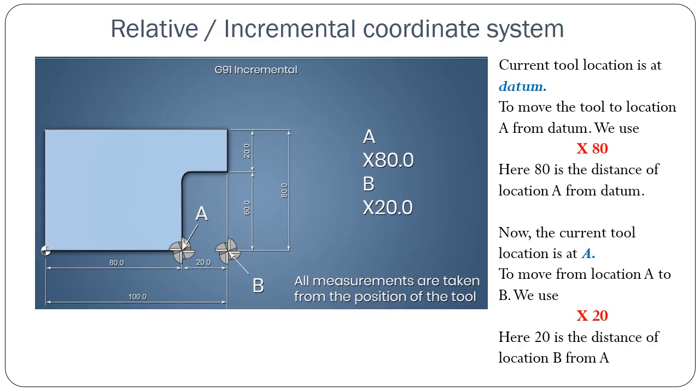Relative or incremental coordinate system. It means that the distances should always be considered from the tool's last location. Let us consider an example. In the figure, if the tool is to move from datum position to position A, the distance is 80 mm. If the tool has to move from A to position B, the distance is 20 mm, because the distance is calculated from the new position of the tool. Note the distance is always calculated from the tool position.